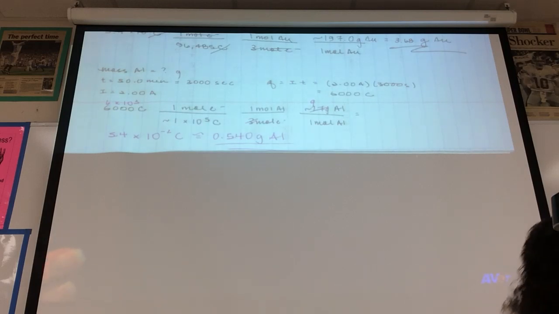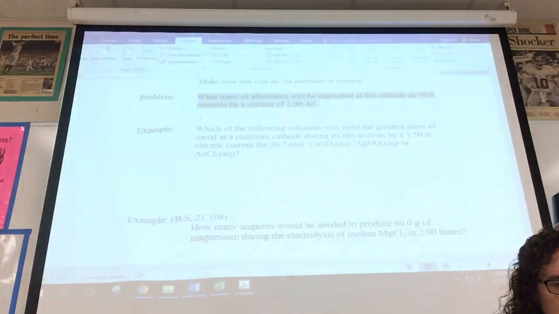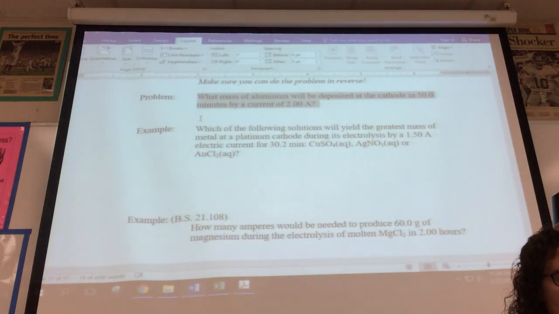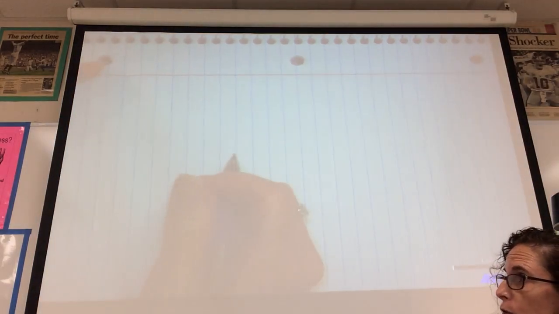The last problem I want to do with you, I'll leave you with one for homework. I want you to be able to do a comparison question. And again, this is all quantitative electrolysis. And in this comparison question, it says, which of the following solutions will yield the greatest mass? So you want to know the greatest mass.